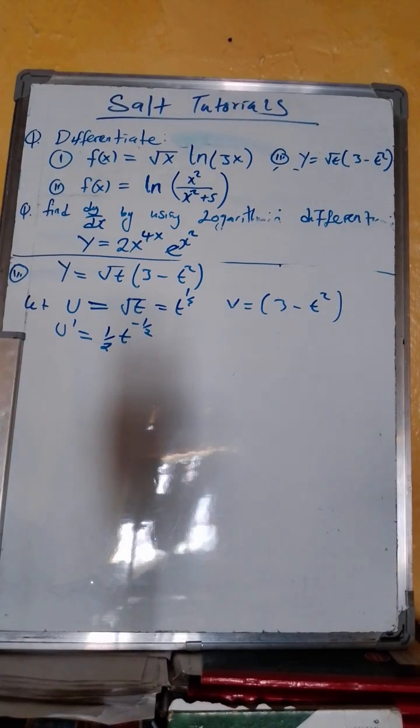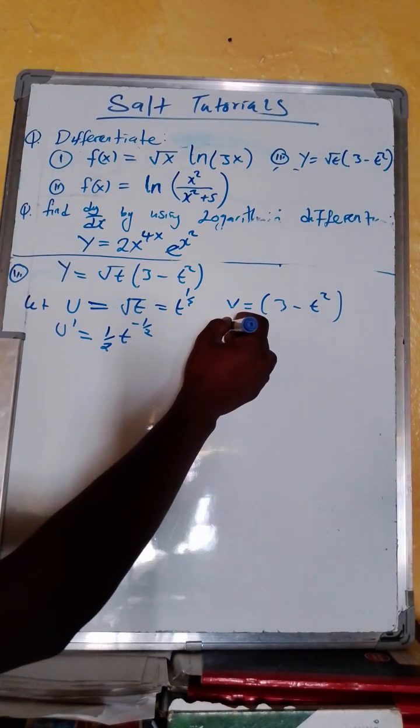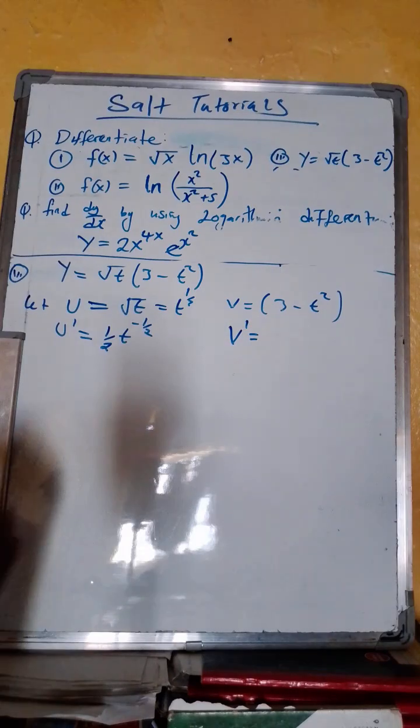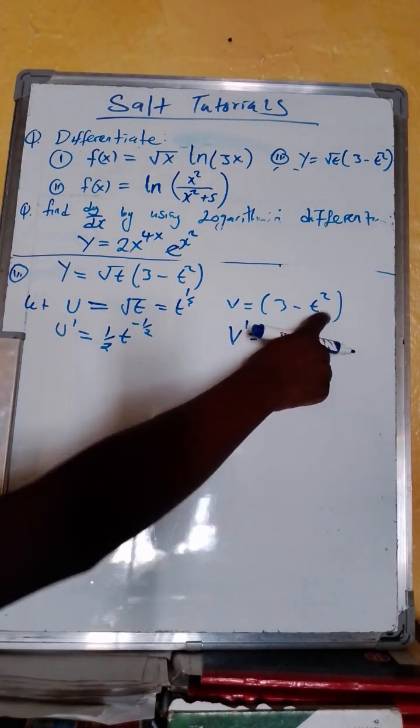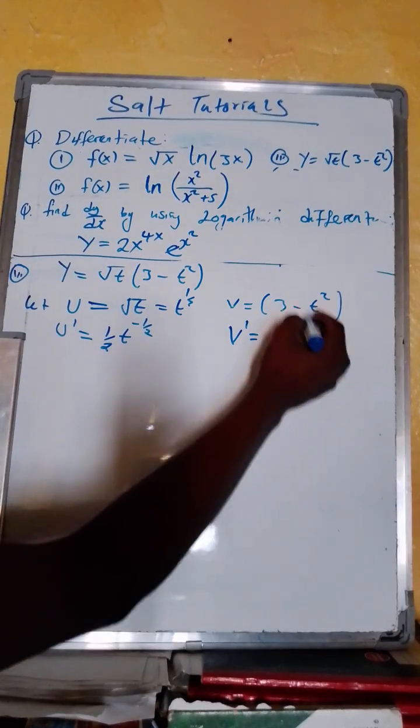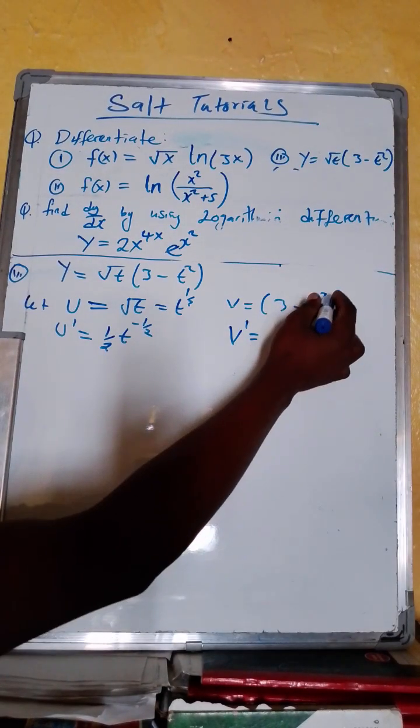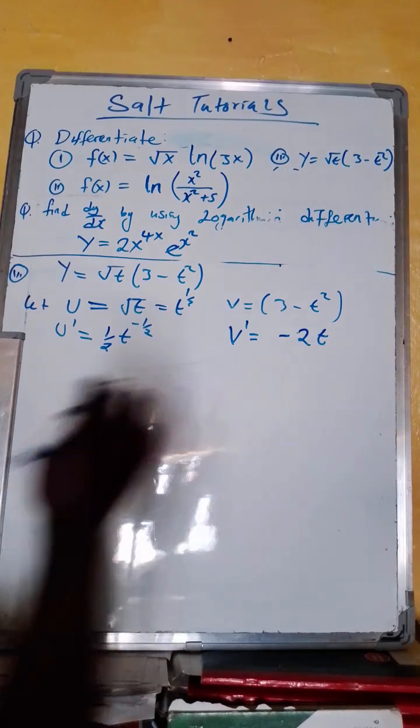And then v prime is equal to, derivative of a constant is 0. Derivative of this will be negative. 2 drops down. t, 2 minus 1 is 1. So we're going to have negative 2t.